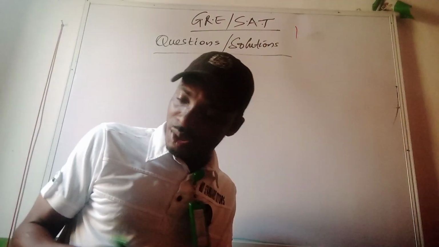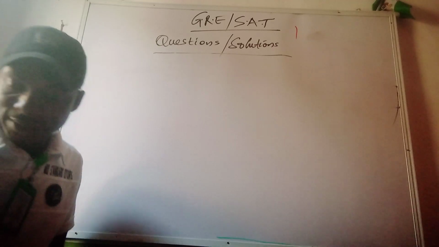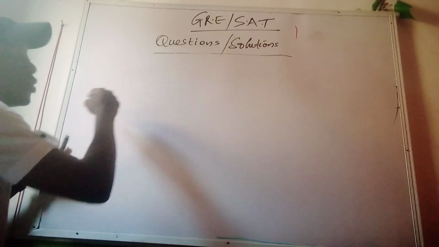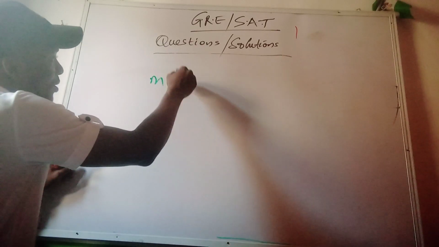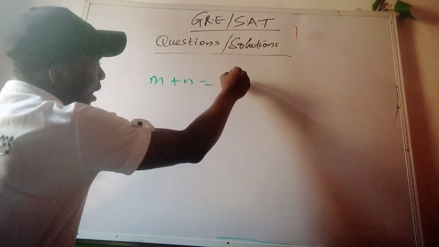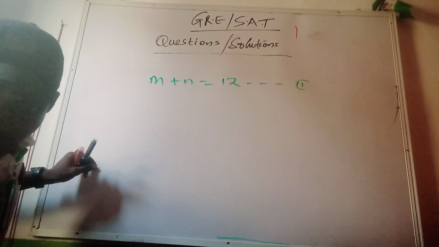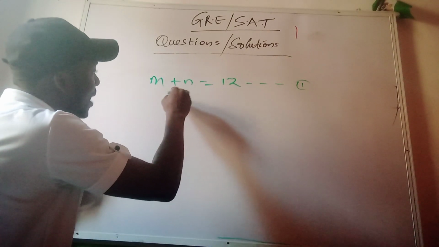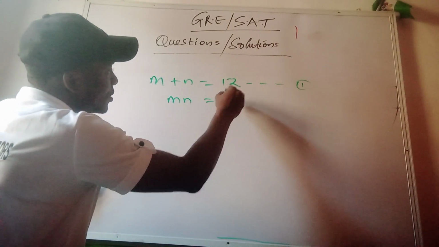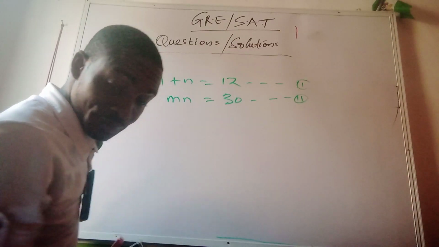All right. Question number 3 says, find the value of m and n, given that the sum of 2 numbers is 12. Let the numbers be m and n, as we have said. If you add them up, it will be 12. That's equation 1. And the product of the same 2 numbers is 30. That is mn equals 30. That is equation 2.